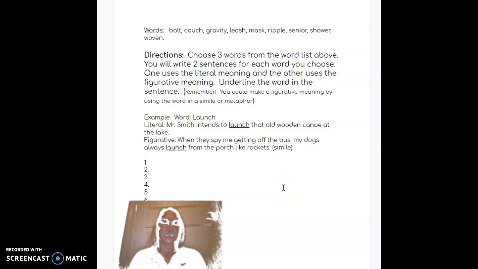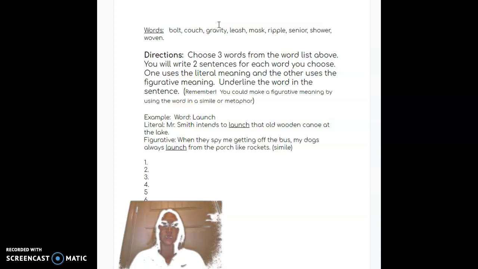Hello, fifth graders. Today in your PWS, you learned the difference between a figurative meaning of a word and a literal meaning of a word. So today, for your assignment, you're going to choose 3 words from this list above. You're going to write 2 sentences for each word you choose.